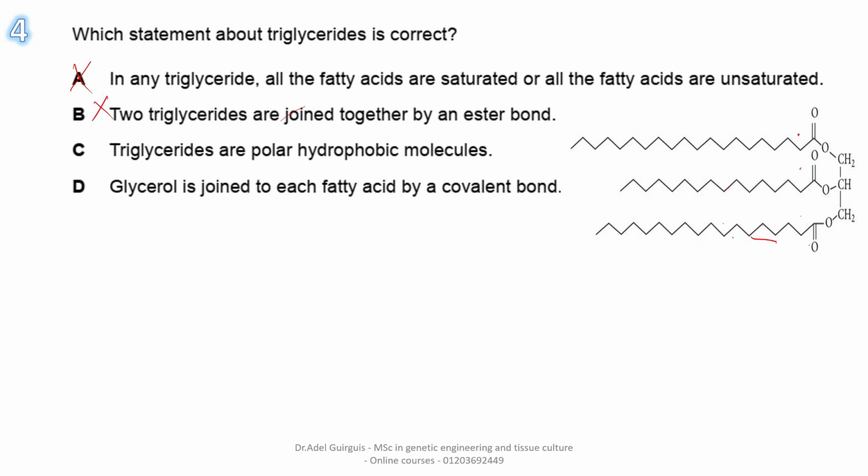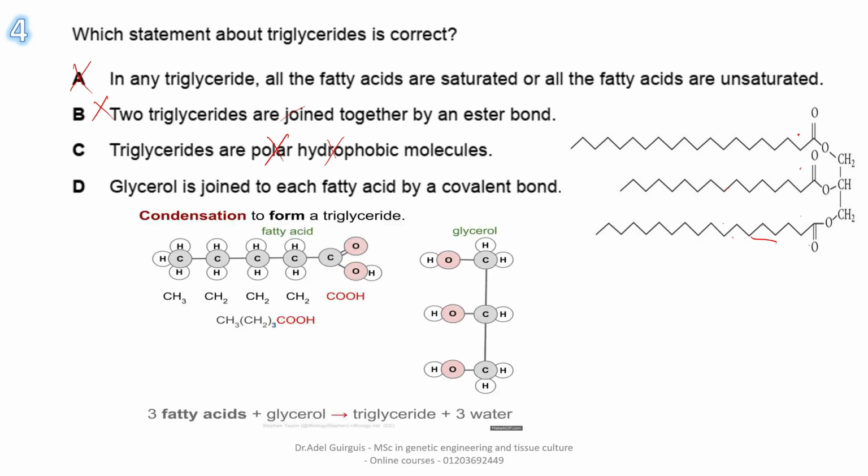What about C? Triglycerides are polar hydrophobic. How come? Polar means polarity, means water loving. It can form hydrogen bonds with water, so the statement is wrong. Triglycerides are hydrophobic, with no polarity, no partially positive or partially negative charges on the whole molecule, no complete negative or positive charges, so they are totally hydrophobic molecules.